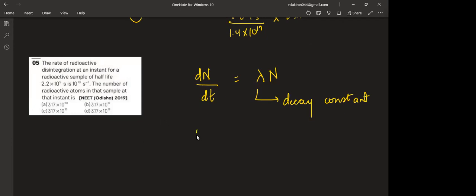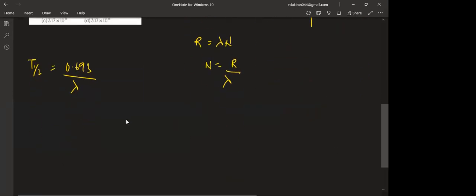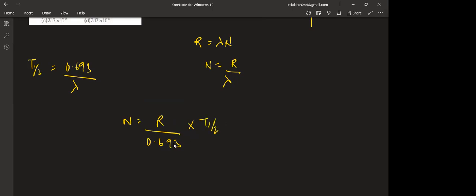So now see, the value of R, the rate of disintegration: basically we say this entire term is the rate of disintegration. So this is equal to lambda N. Now N is equal to R divided by lambda. And I have told you the formula: half-life is 0.693 divided by lambda. So put in the values. This becomes R multiplied by T half, divided by 0.693.